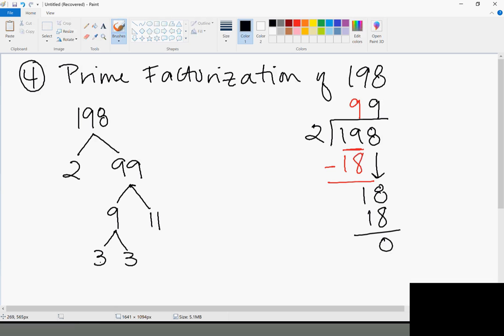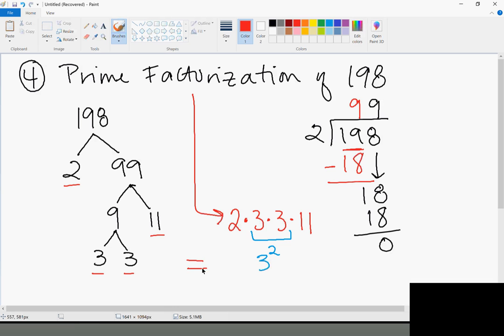And so now I'm done. I have all prime numbers here. 2, 3, 3, and 11. So the prime factorization would be 2 times 3 times 3 times 11. But we have repeated multiplication here. So 3 times 3 is the same thing as 3 squared. So really, my prime factorization can also be written as 2 times 3 squared times 11. And this would be your answer.